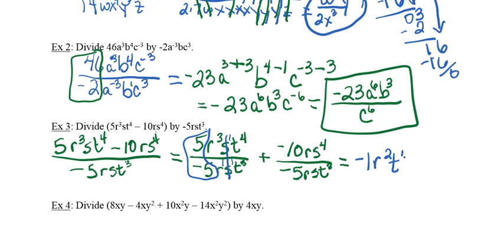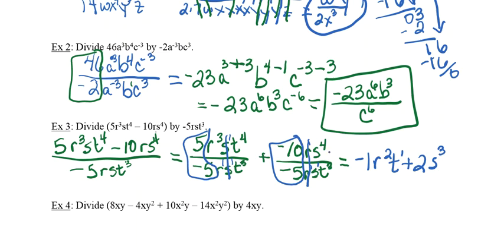So I'm going to look at the second term. I have a -10 being divided by -5. A negative divided by a negative is a positive. 10 divided by 5 is 2. So I now have a positive 2. r to the 1st, r to the 1st. 1 minus 1 is 0, so I have no r's left. S to the 4th, s to the 3rd. So I do have 3 s's left.